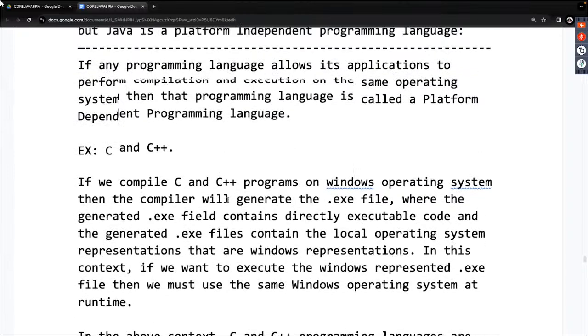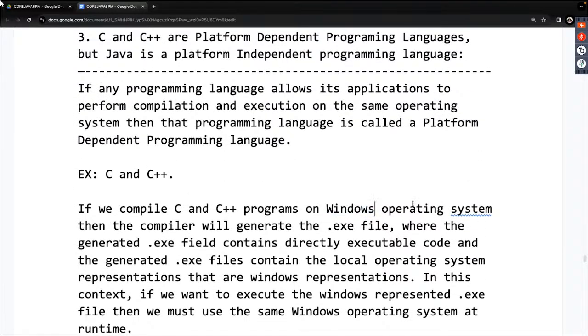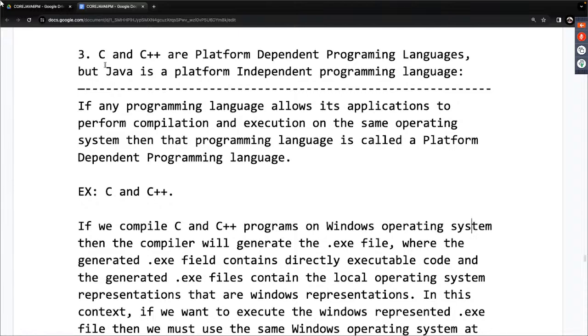So finally, what topic did we complete here, sir? Now tell me, what point did I complete? What topic did I complete here? C and C++ are platform dependent programming languages. Up to that only I completed. But what is our required point actually? Why is Java a platform independent programming language? That is our actual point, that we have to understand clearly.